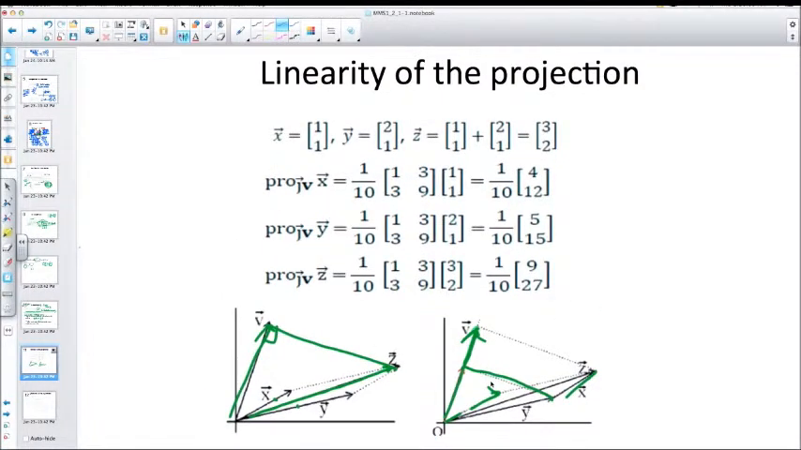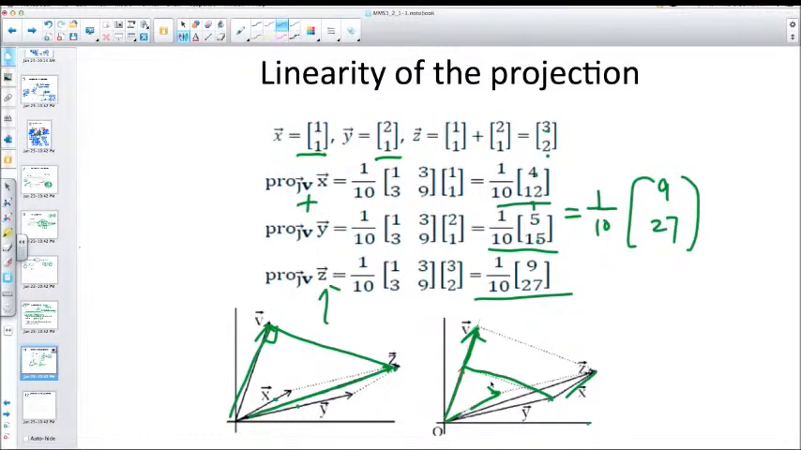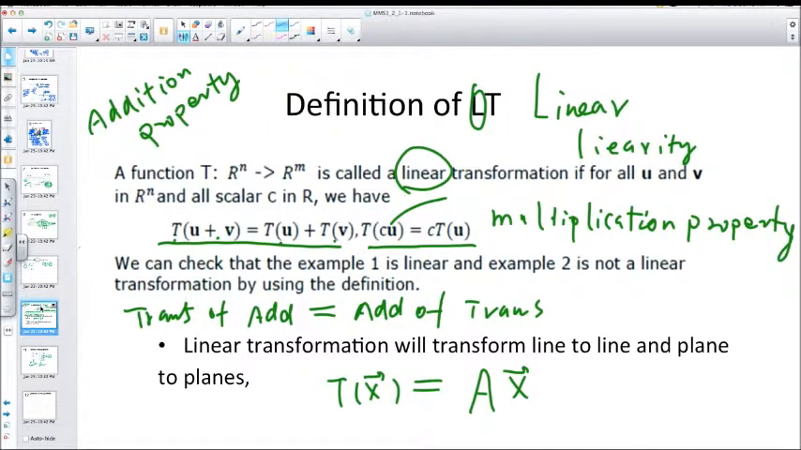Let's do it. Now x is 1, 1, y is 1, 2. When you add, it's 3, 2. This vector is 3, 2. But if you project first, you get this. Project the y first, you get this. If you add these two, what do you get? You get the same. 4 plus 5 is 9. 15 plus 12 is 27. Equals exactly the same. You add first, then you project. And this is project first, then you add. Same thing.